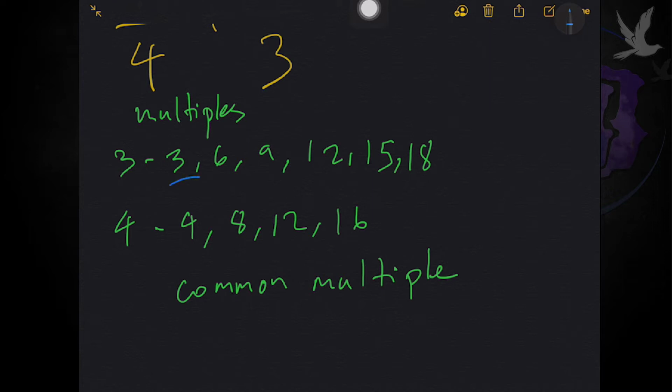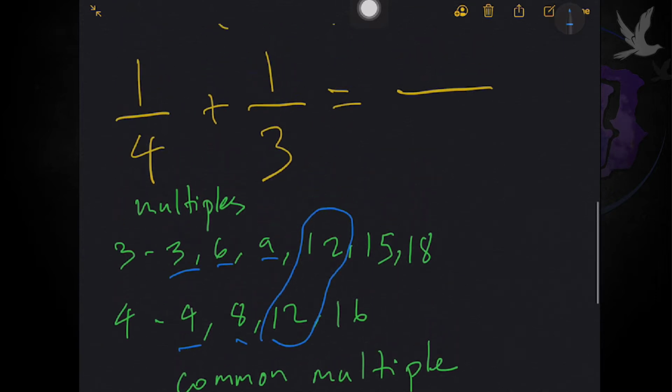Meron bang kaparehas ang 3 dito? There's none. How about ang 4? There's none. 6, 8, wala. 9? Wala. Pero ang 12, yes. So this is one of the first common multiple of 3 and 4. So since you have their common multiple, all you have to do now is to put 12 there, which means our LCD is 12.